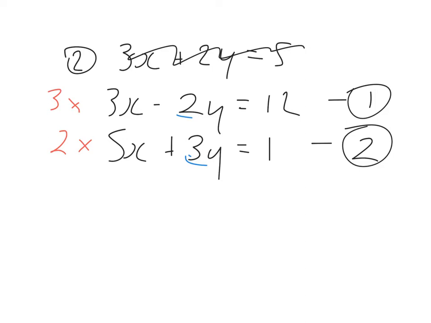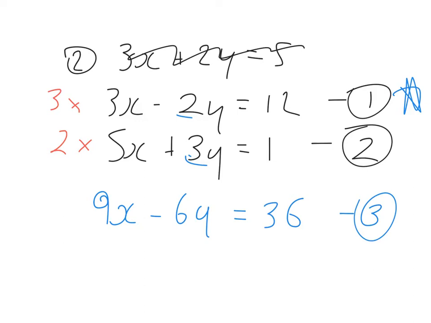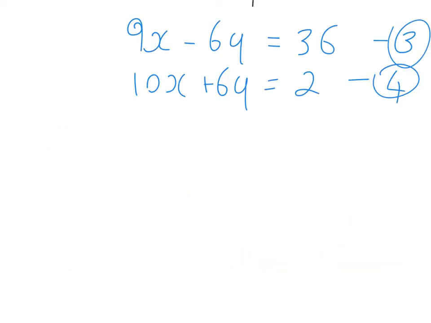So equation 3 is going to come from here. So multiplied by 3, that's 9x minus 6y is equal to 12 times 3 is 36, equation 3. Okay, equation 4 is going to come from here. Equation 2 multiplied by 2, that's going to be 10x plus 6y is equal to 1 times 2 is 2, equation 4.